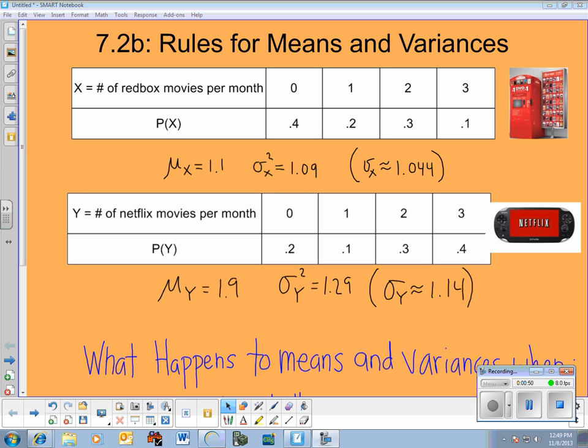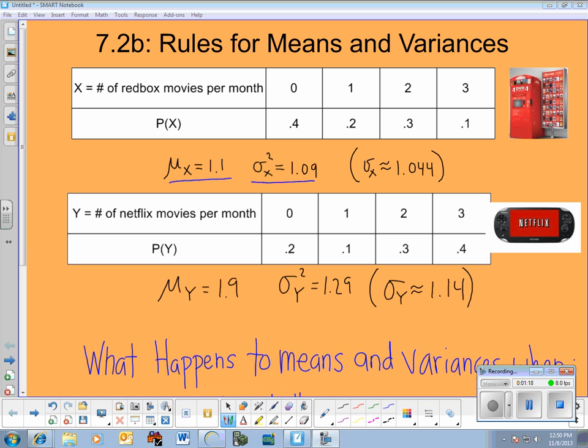It would have been, in my chart, in my calculator, multiplying them and adding them and squaring them and all that good stuff to find this mean and this variance. All right, the average person, on average, we rent 1.1 movies from Redbox in a month. The variance is 1.09. Remember, when you're finding standard deviation, the step before you square root is the variance.